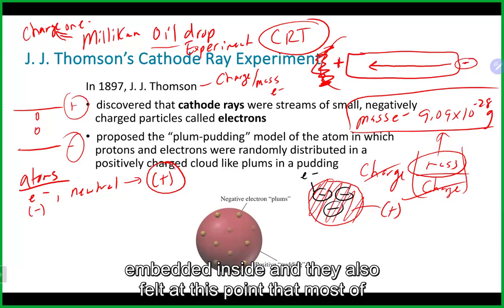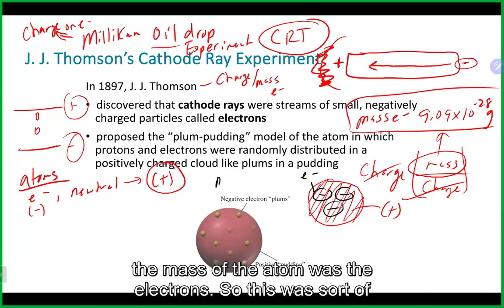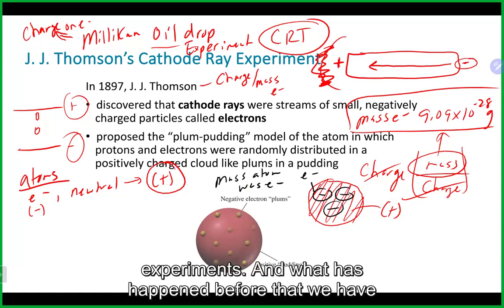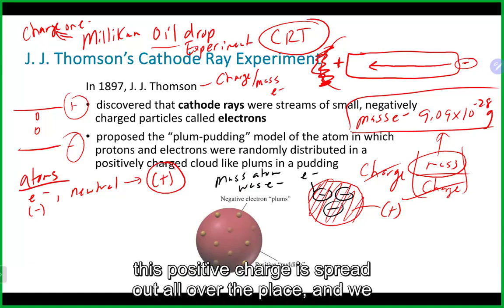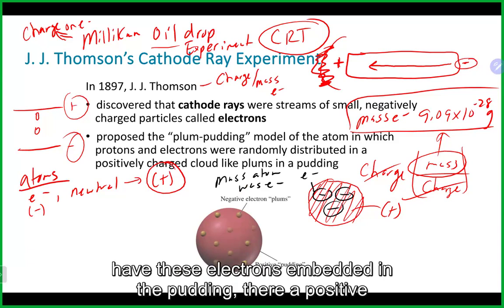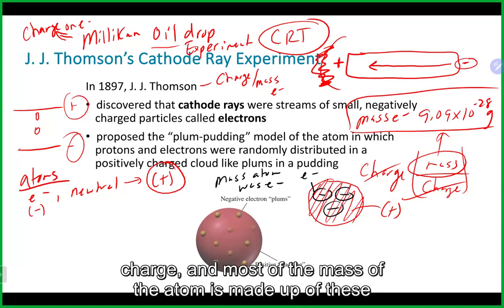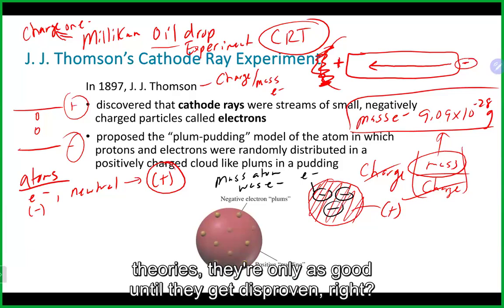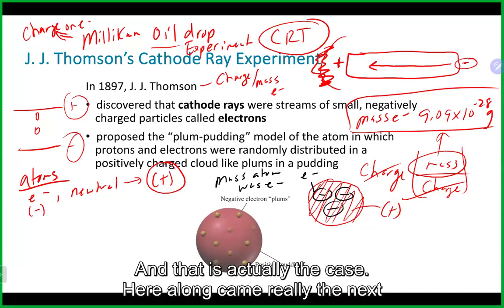They also felt at this point that most of the mass of the atom was the electrons. So this was an accepted theory of the atom, based on these experiments and what had happened before: a positive charge spread out all over the place, electrons embedded in the pudding of positive charge, and most of the mass of the atom made up of these electrons. And as we talked about with models or theories, they're only as good until they get disproven, right? And that is actually the case here.